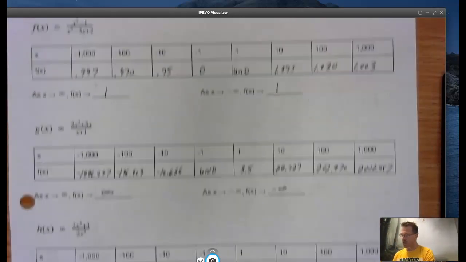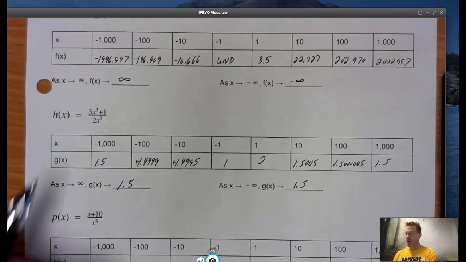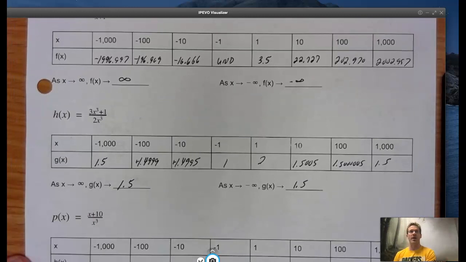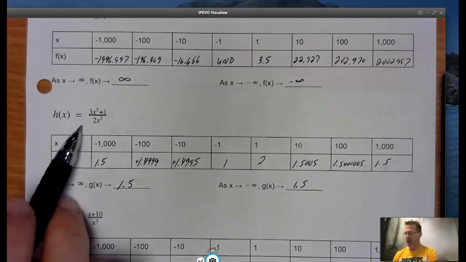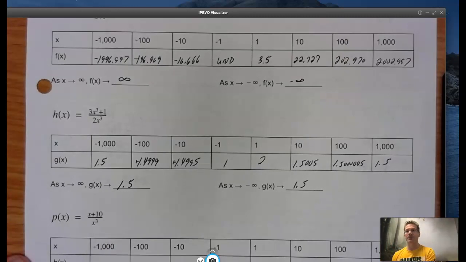Let's go down to the third one here, H of x. Notice a third degree polynomial over a third degree polynomial. Same degrees in the numerator and denominator. Look at the ratio there: 3 to 2, 1.5. So we can see that that showed up in our exploration here. So if the degrees of the numerator and denominator are the same, then we get a horizontal asymptote, and it's the ratio of those leading coefficients.